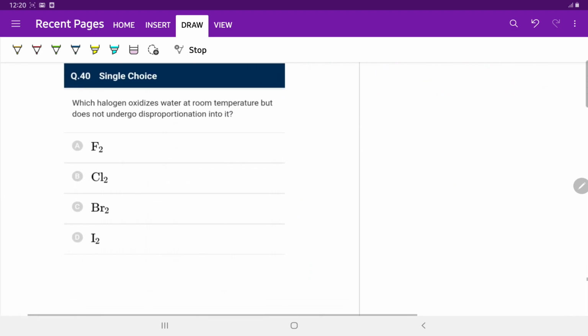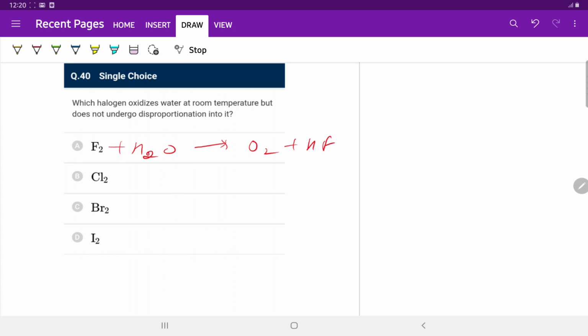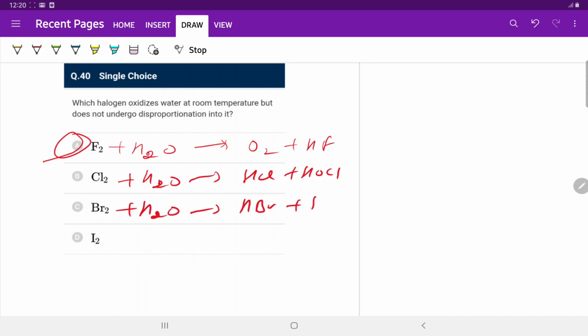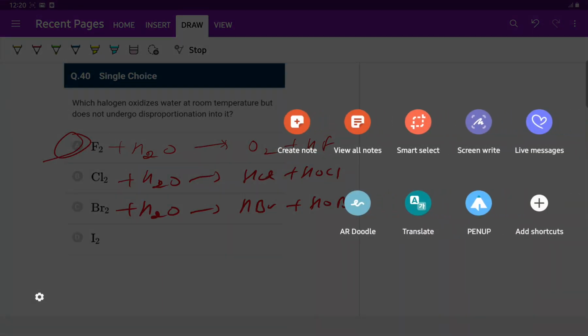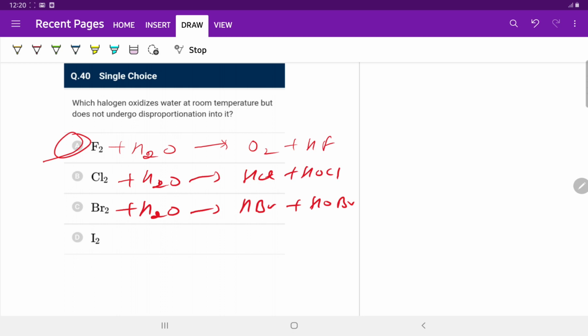Question number 40. Which of the following oxidizes water at room temperature but does not undergo disproportionation? F2 reacts with H2O, and F2 will oxidize water and form O2 and HF. Option A is correct. Cl2 reacts with water to form HCl and HOCl. Br2 also reacts in this way, forming HBr and HOBr. And the reaction of I2 with water is non-spontaneous.